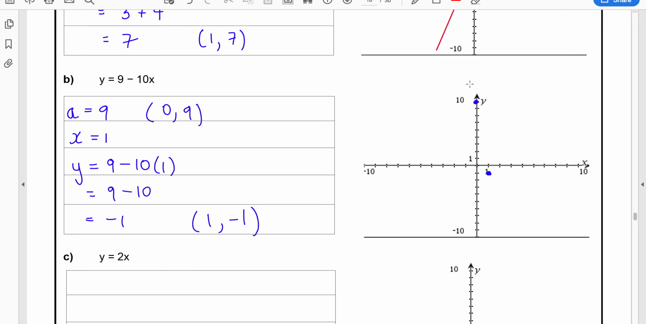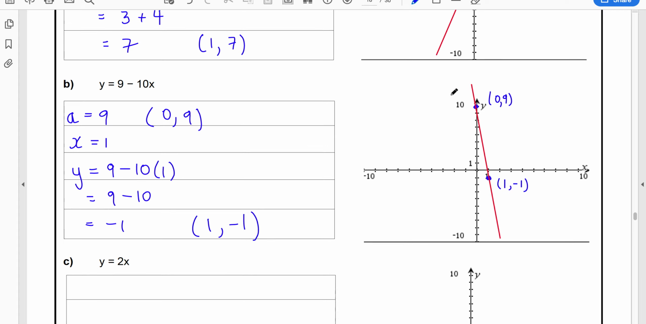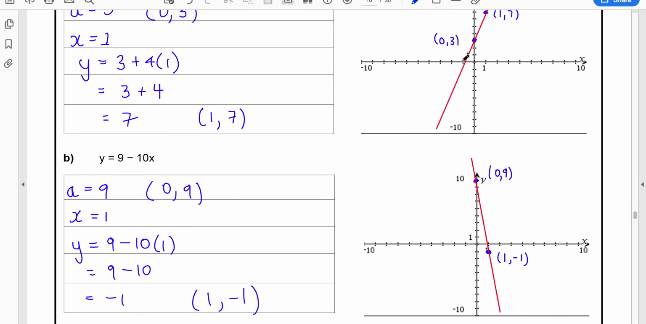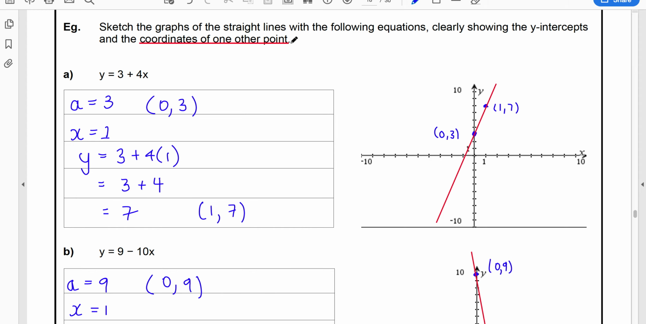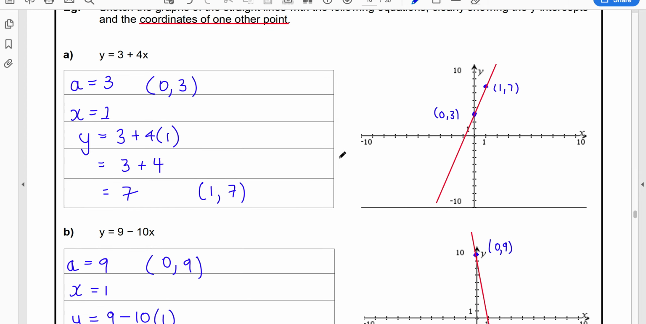All right, so this one's really, really steep. Try and fix it up a little bit. And of course, always label in those points. It's very important you pay attention to what you've been instructed to do, because a lot of the time if there's an intercept, you should be showing an intercept, which you can see has happened here. But since I was just instructed to do one other point, that's all I've done.